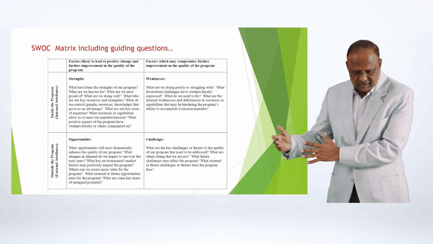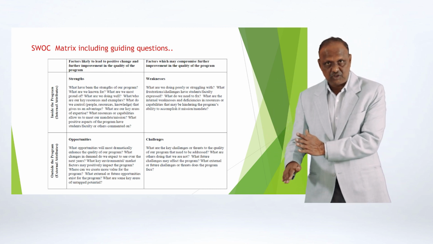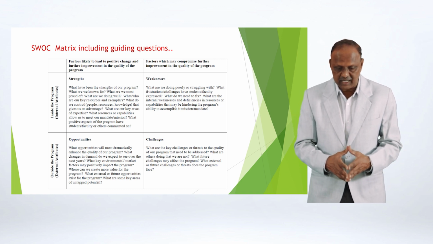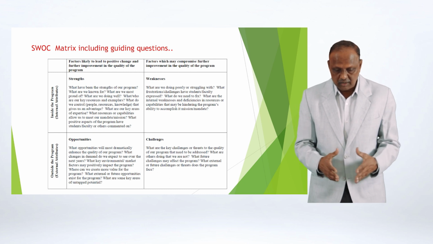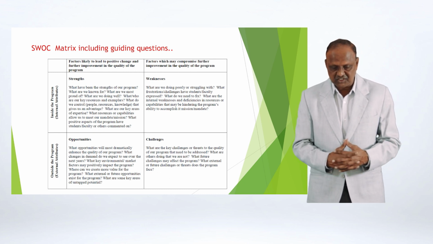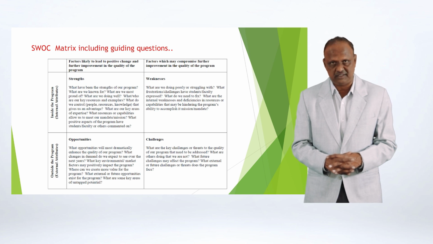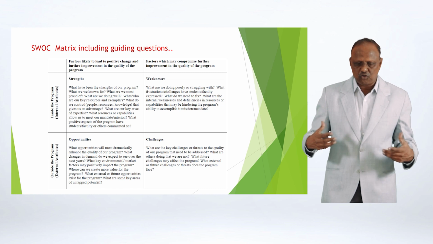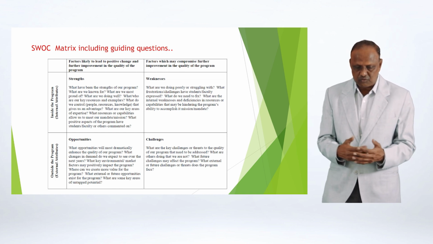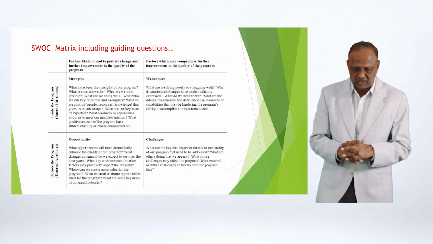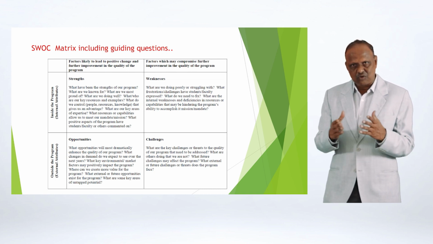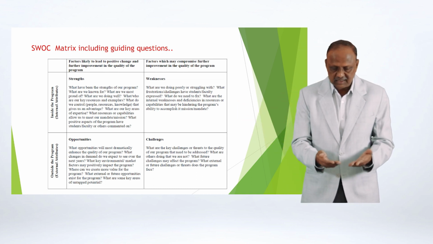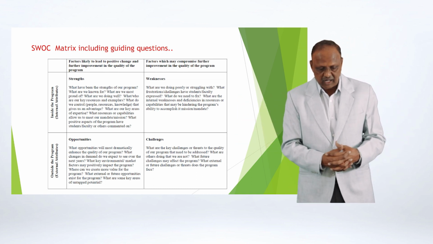So when it comes to weaknesses, from external factors which can actually bring you out, basically, what are we doing poorly or struggling with? What frustrations or challenges have been identified for us? So these type of questions, if you ask and then get some answers, you document that. Similarly, for opportunities, what opportunities will most drastically enhance the quality of the program and then the institution. And similarly, for challenges, there are quite a few of them listed. You can have a look at it.